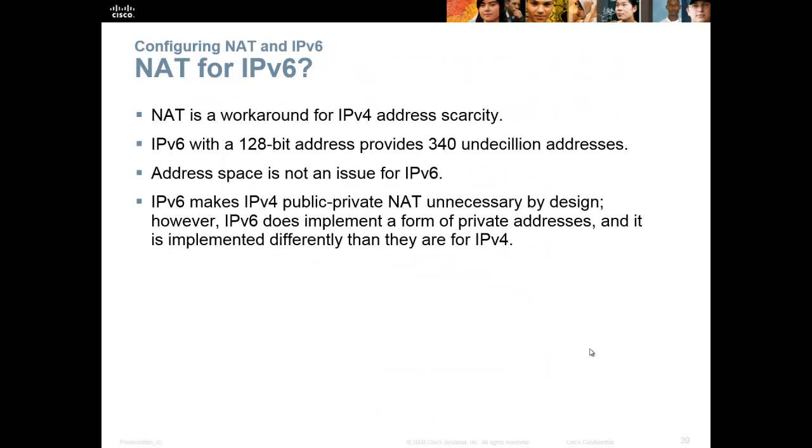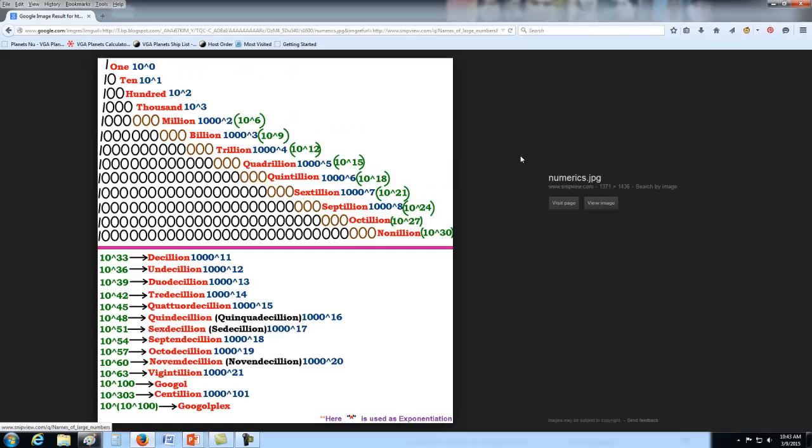All right. So with IP6, do we need NAT? No. And I don't know why anybody would want to ever do NAT again. Now, the reason we don't have to do that with IP6 is there are 340 undecillion addresses. So what does that look like?